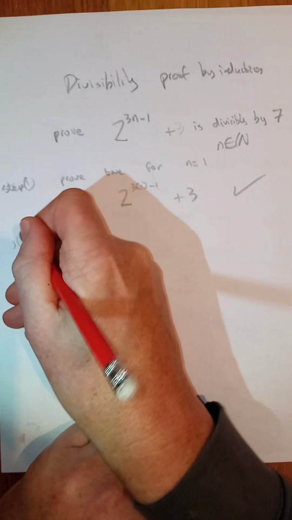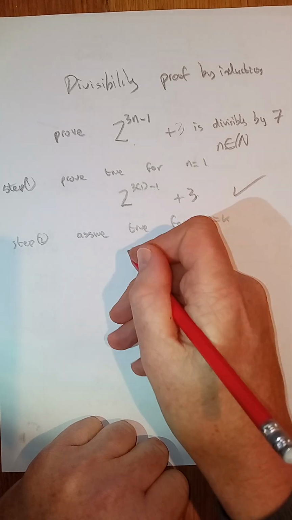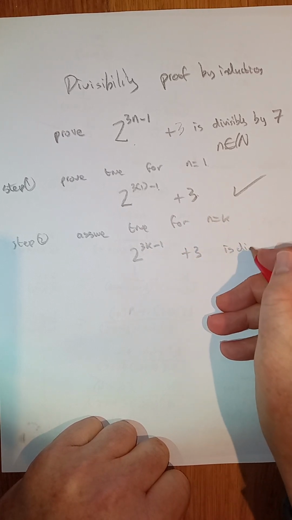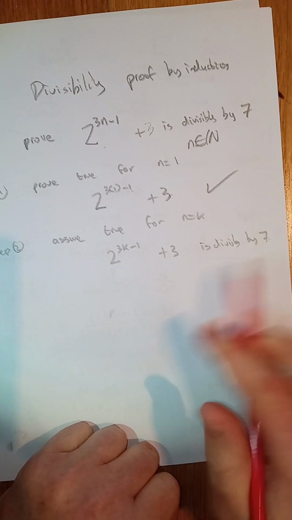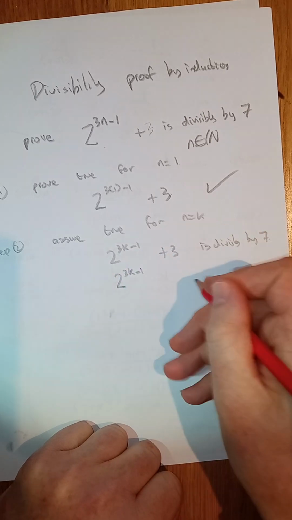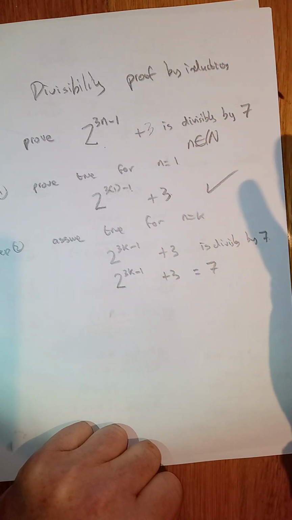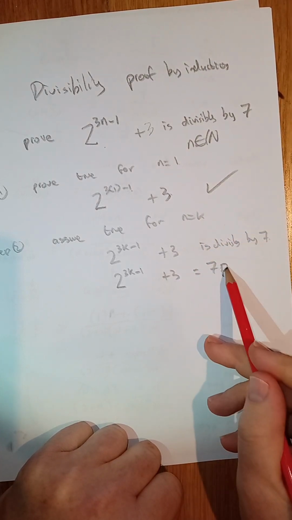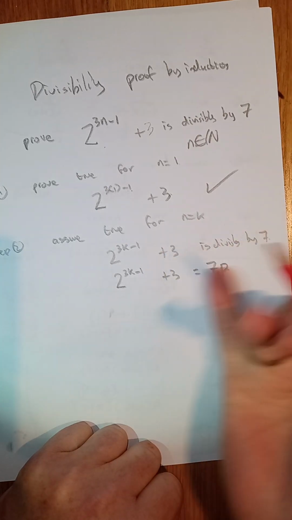Okay, step 2. Assume it's true for n equals k. In other words, 2 to the power of 3k minus 1, plus 3, is divisible by 7. Now, I'm not going to keep writing this, and with all divisibility proofs, you don't keep writing "is divisible by 7". Let's put it into algebra. We'll just say 2 to the power of 3k minus 1, plus 3, is equal to 7 times a number. Let's use p: 7p. So that would be a multiple of 7. Whatever that is, it's a multiple of 7. That's the best way of describing it.